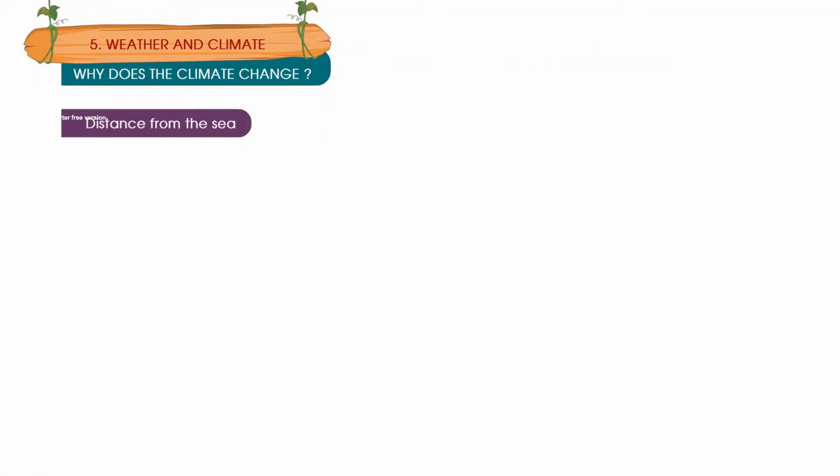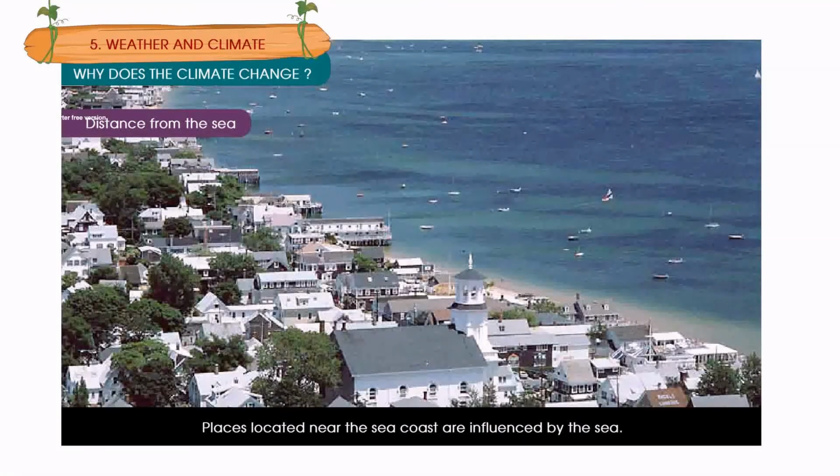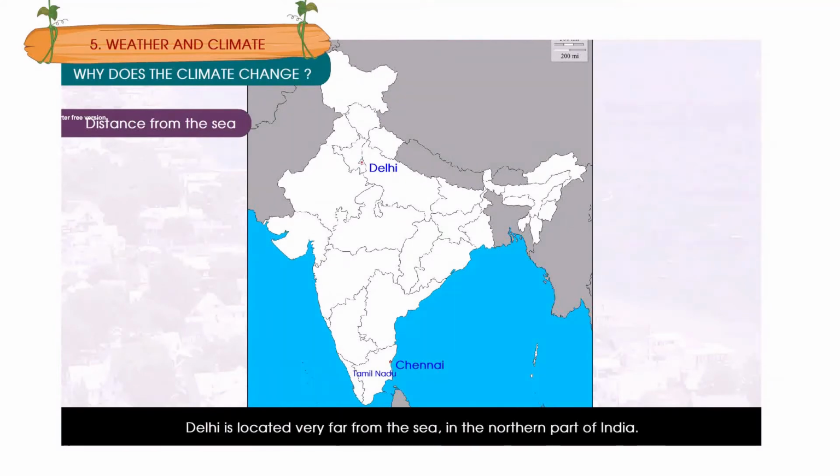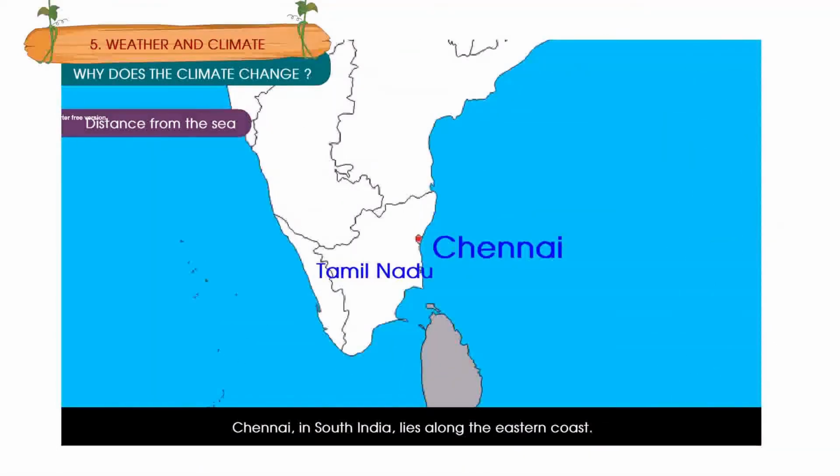Distance from the sea. Places located near the sea coast are influenced by the sea. Let us compare Delhi and Chennai, the capital of Tamil Nadu, during summer. Delhi is located very far from the sea in the northern part of India. Chennai in South India lies along the eastern coast.